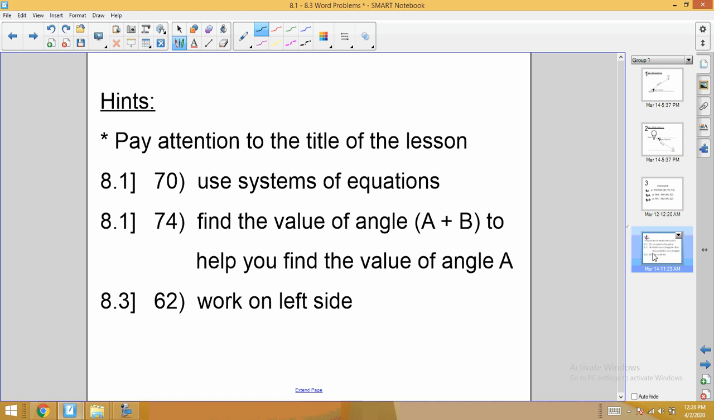And then on 8.3, number 62, there's an identity that they want you to verify. You might remember we did a lot of that back in chapter 7. And this one, they give you a hint already to use the law of cosines to help you out. But just one further hint would be to work on the left side. I think if you work on the left side, you'll have a much better chance at getting that than if you work on the right side.